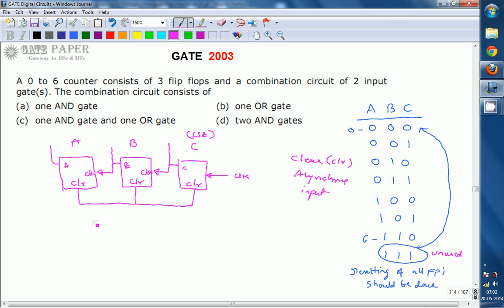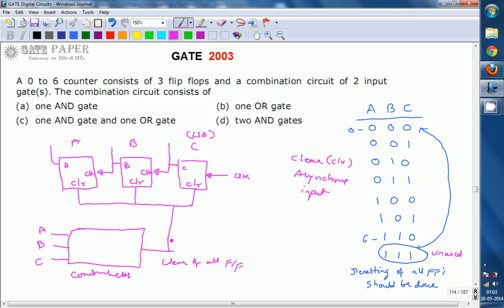So we should have a circuit. This is going to be a combinational circuit. For that one the output has to be connected to the reset, that is nothing but clear input of all flip-flops. This output of the combinational circuit has to be connected to the clear input of all flip-flops, and the inputs readily available for this one are nothing but A, B, C. A, B, C are going to be readily available, that is outputs of flip-flops.